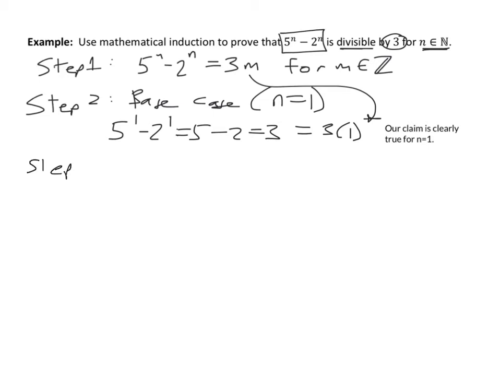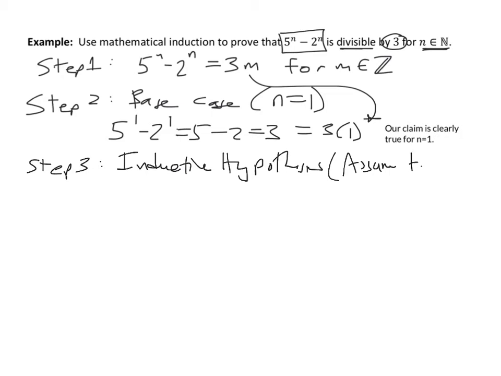Step 3, right? In step 3, we're doing our inductive hypothesis. This is where we're going to assume that it's true for n equals k. So I'm going to take my initial statement and my initial mathematical writing, and write that 5 to the k power minus 2 to the k power equals 3m.